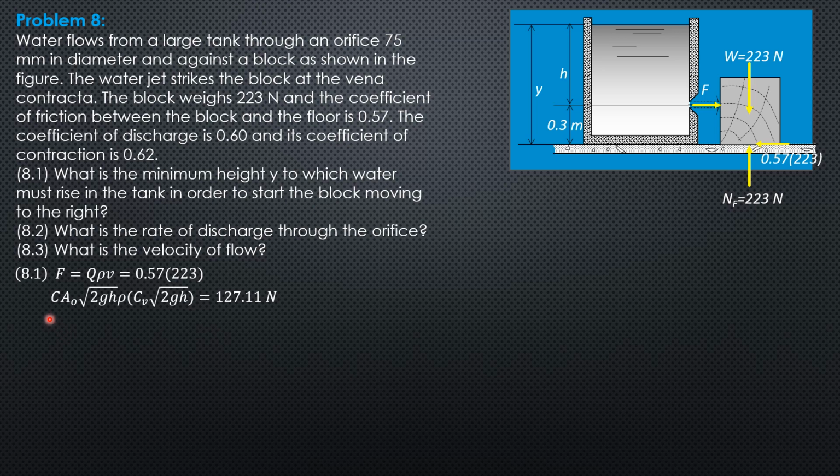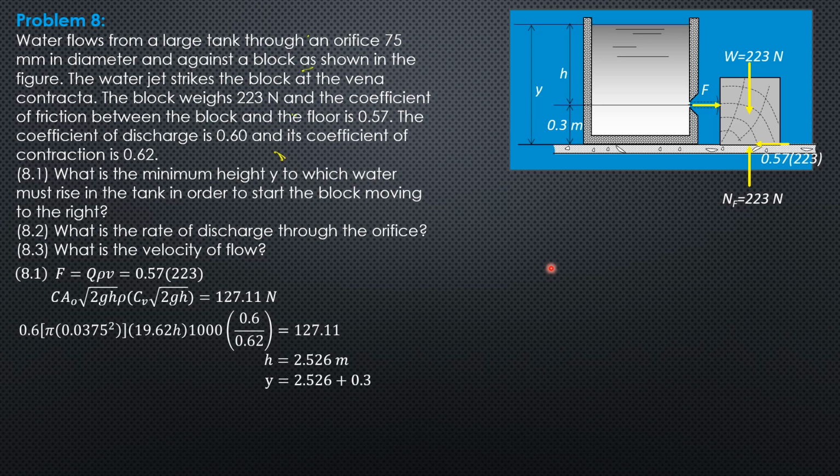So simplifying, 0.6 times pi times 0.0375 squared, the radius 0.0375 meters squared. Then we have square root of 2gh, so that's 19.62h. Density is 1000. Coefficient of velocity is coefficient of discharge over coefficient of contraction, equals 127.11. So we can now solve for h. h is 2.526 meters. Therefore, y is 2.526 plus 0.3. So y is 2.826 meters.